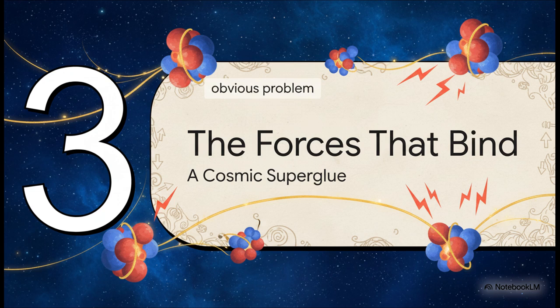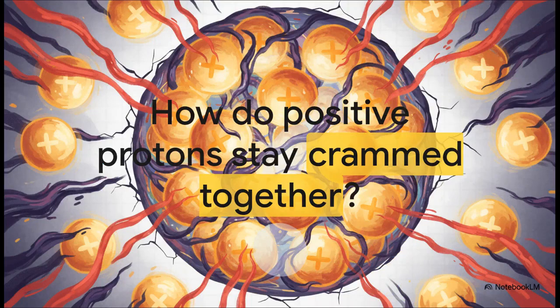It's like peeling an onion. So if the nucleus is held together by this binding energy, how in the world does it overcome the immense repulsive force that's trying to tear it apart from the inside? I mean, really think about this for a second. Protons are all positively charged, and one of the first things you learn in physics is that like charges repel each other. They push each other away.